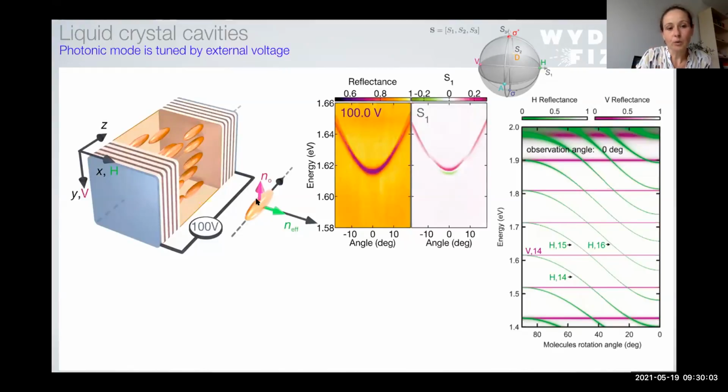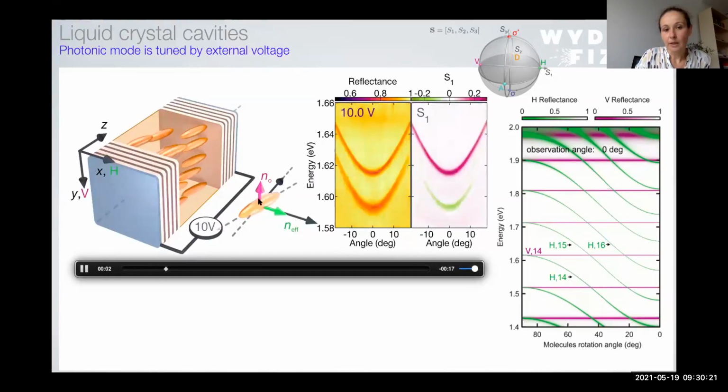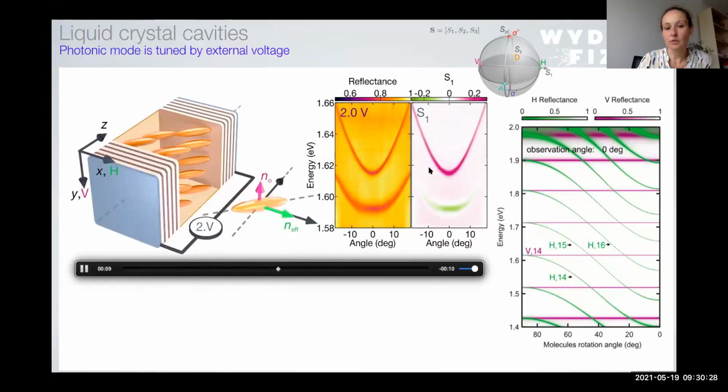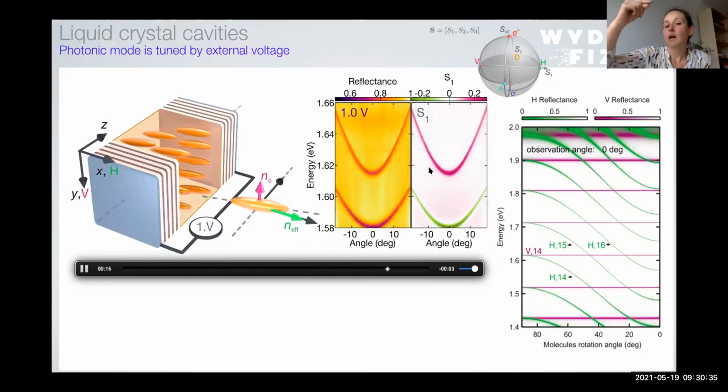And now I will play a movie. I will show you how, when applying this voltage or decreasing this voltage, we really rotate the molecules with respect to the cavity plane. And like this, we can shift the modes one versus another. So we rotate the molecule, and as you see, this vertically polarized mode stays, but the horizontal mode is shifted.